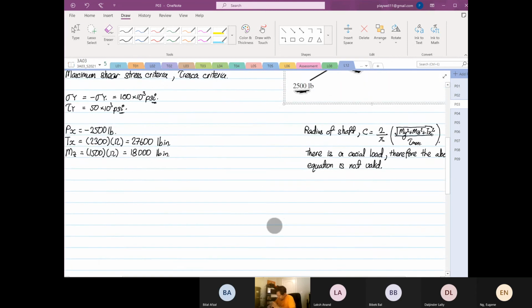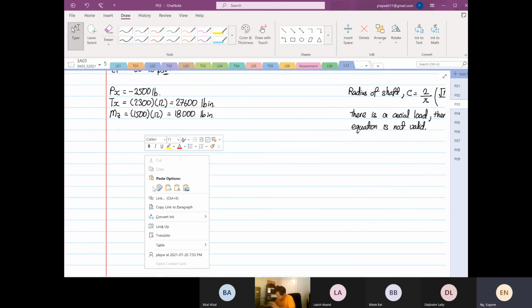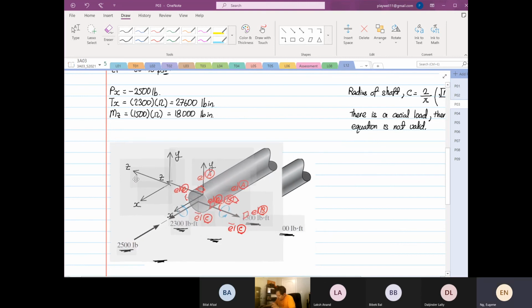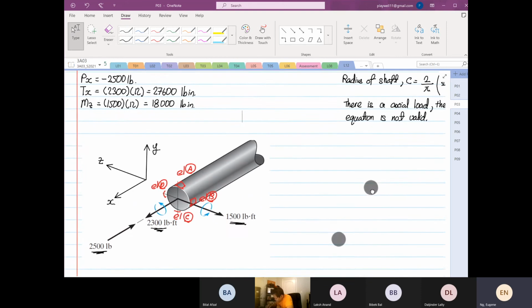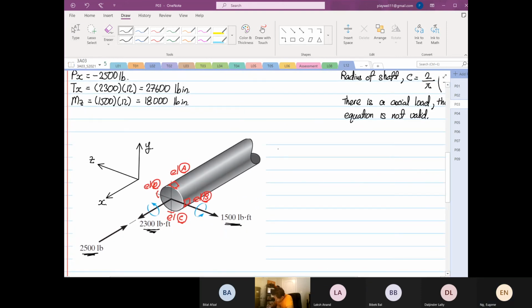I'm going to copy this. So there are two formulas over here that we can use. So we have the shearing stress, right, is equal to Tx divided by J multiplied by C, where C is the radius of the shaft.